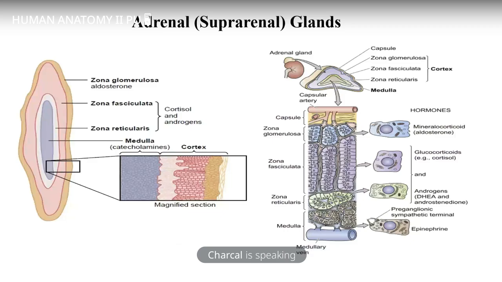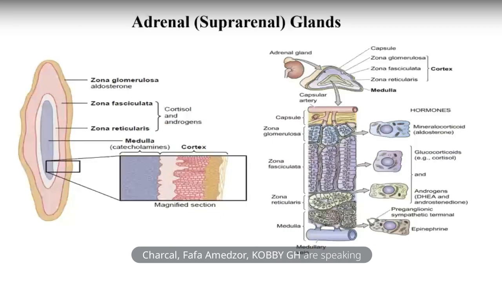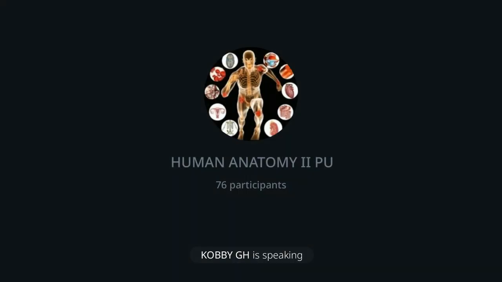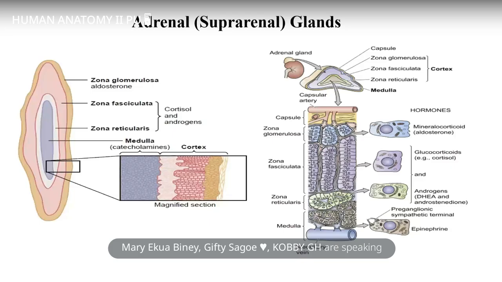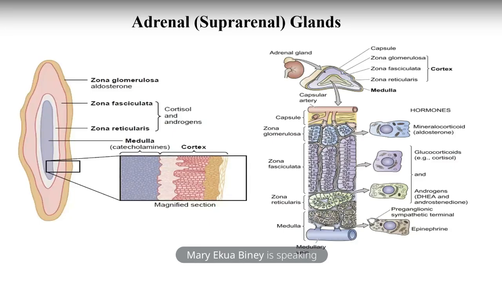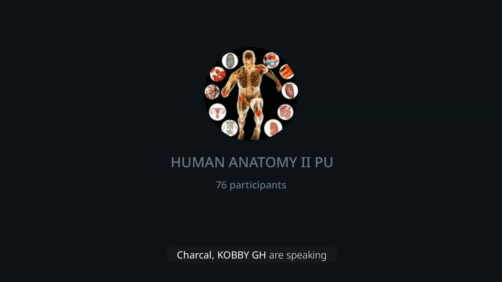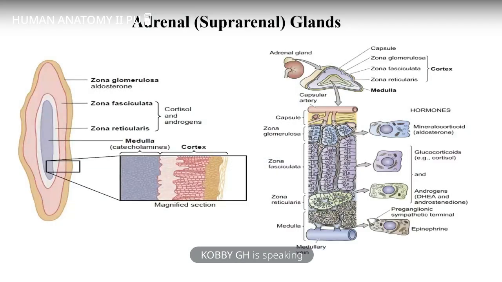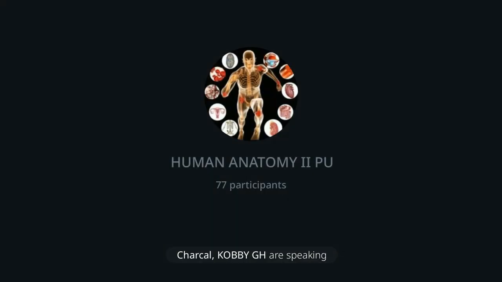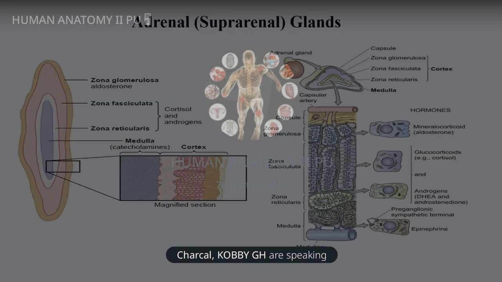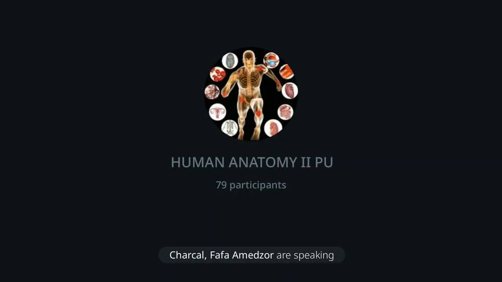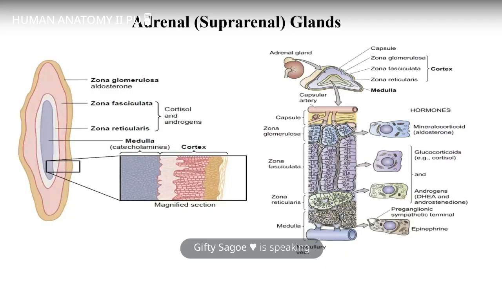Zona fasciculata. Who is saying fasciculata? What's the innermost part of the cortex? Zona reticularis. That's the part that is inside. What is the middle part of the adrenal cortex? Zona fasciculata. What is the outermost part of the adrenal cortex? Zona glomerulosa.